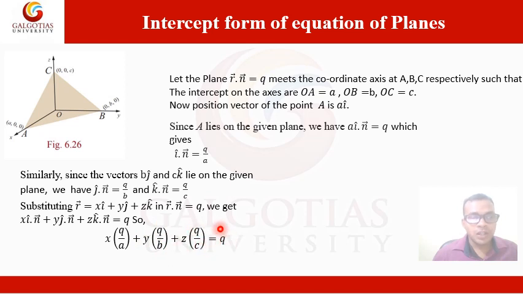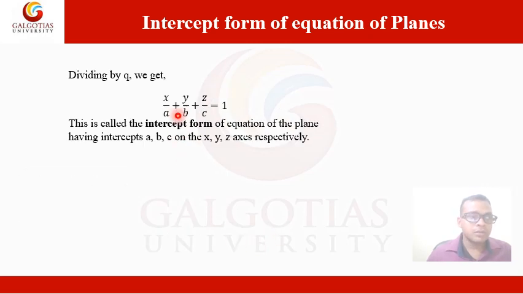Since you can see that q is common in the whole equation, take q common, and you get the equation that is the intercept form of the equation of the plane. Dividing by q, we get x by a plus y by b plus z by c equals 1. This is called the intercept form of the equation of the plane, having intercepts a, b, c on the x, y and z axes respectively.